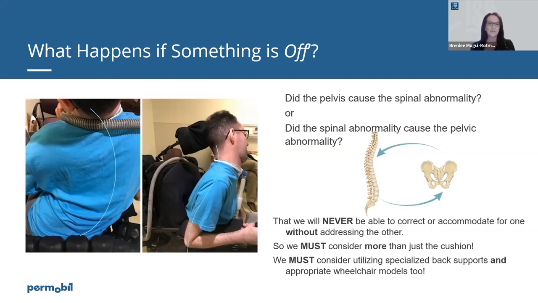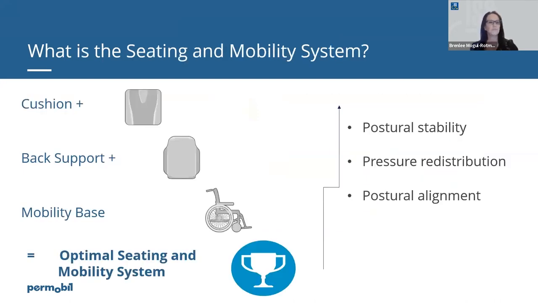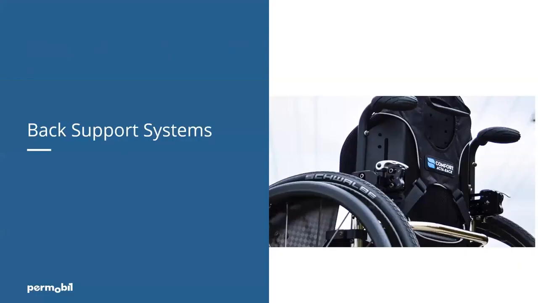So when we're looking at our seating components, it's important to remember that just changing the cushion isn't enough to fix a problem. We need to consider the other body parts, the trunk, the extremities, and ensure that we're providing support, stability, and positioning for function through the client's entire anatomy. The optimal seating mobility system includes seating components in conjunction with mobility base. And together, that's going to create that system. So we hope that that system together allows the client to achieve postural stability, allow for pressure redistribution, and attain the best postural alignment that we can get for that particular client.